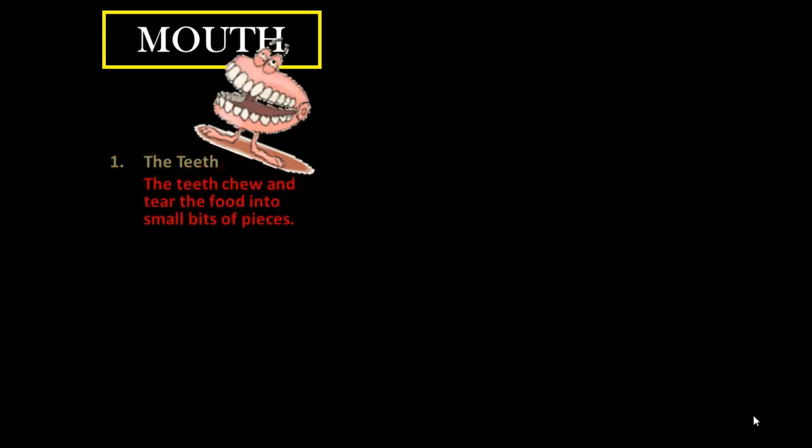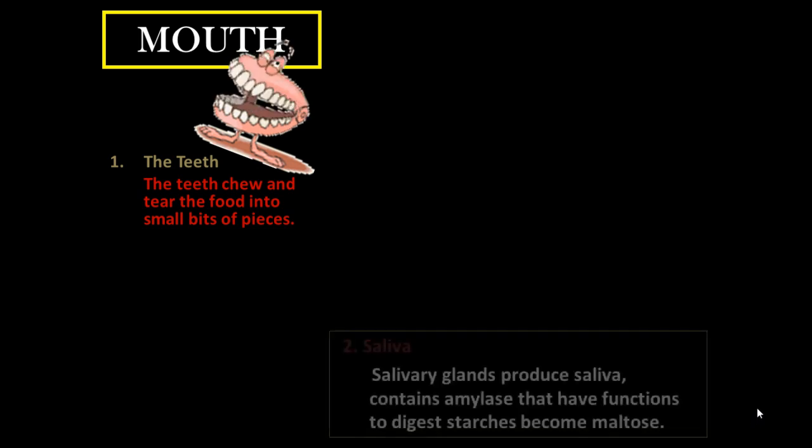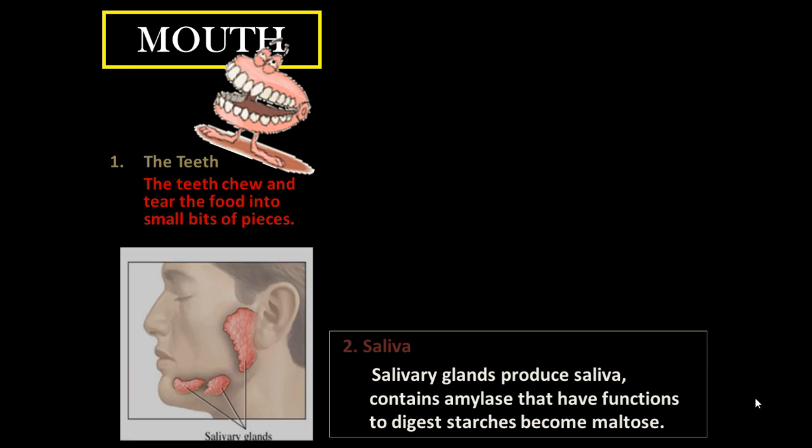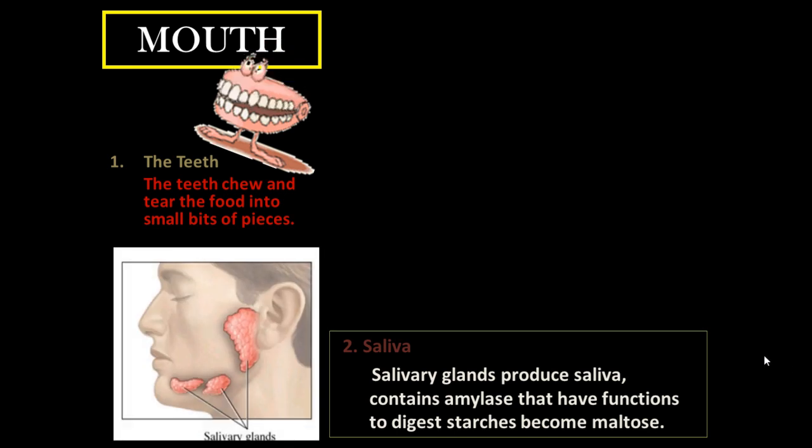Mouth. The mouth consists of the teeth. The teeth chew and tear the food into small bite-sized pieces. The second one is saliva. Salivary glands produce saliva, which contains amylase that has the function of digesting starches into maltose.